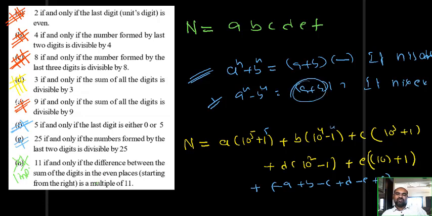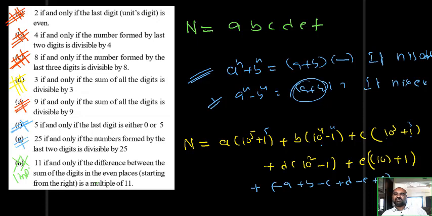A power n minus b power n is divisible by a plus b if n is even. Okay. So what is the meaning of that? 10 power 4 minus 1 power 4 is divisible by 10 plus 1. This is the rule. So this is divisible by 11. 10 cube plus 1, a cube plus b cube, is divisible by a plus b only, or a power n plus b power n is divisible by a plus b if n is odd. Okay. This is divisible by 11.